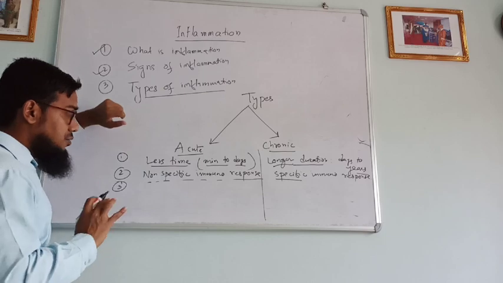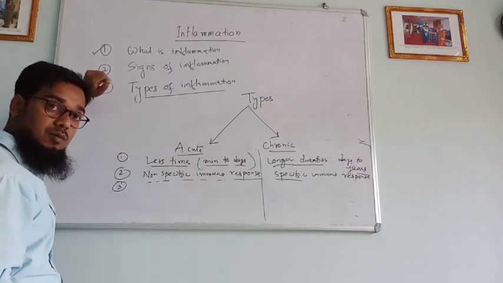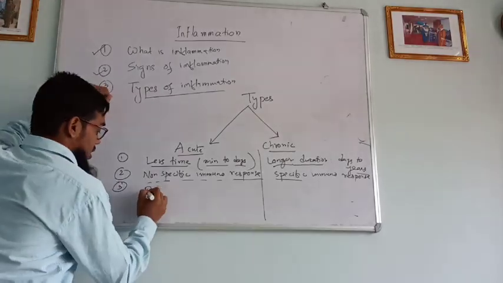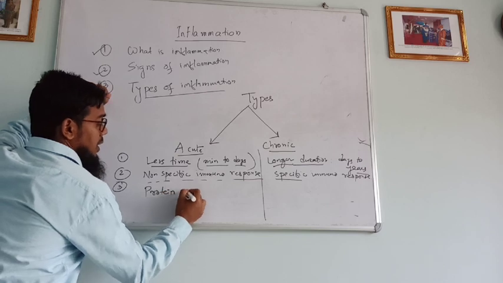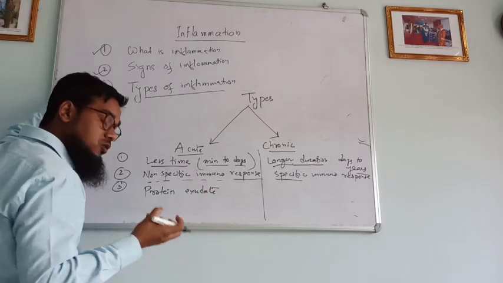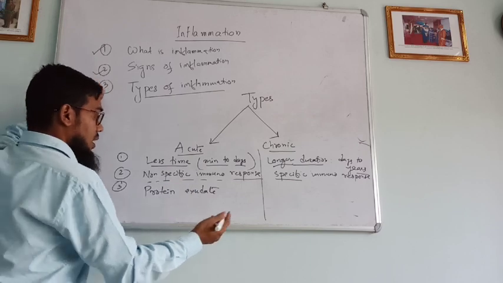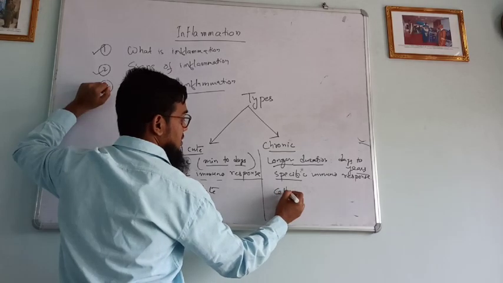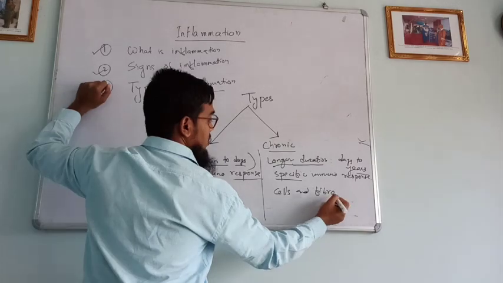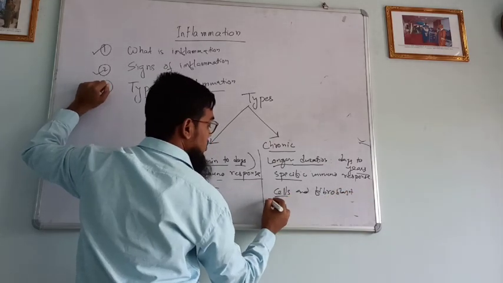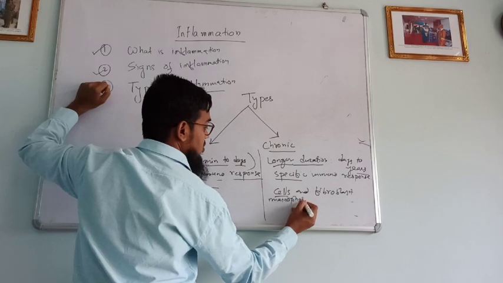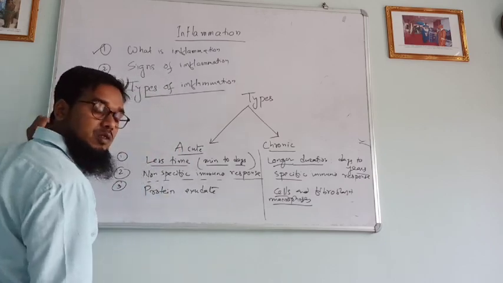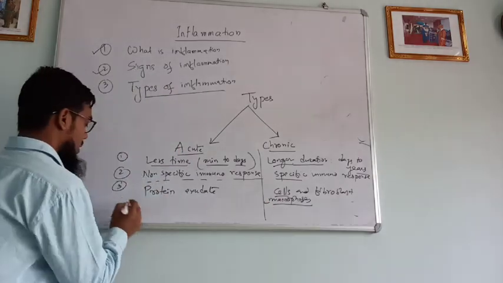Next, the differences between acute inflammation and chronic inflammation. In acute inflammation, proteins are exudated. Swelling occurs due to the protein exudation. In chronic inflammation, there is exudation of cells and fibroblasts, mainly macrophages. When monocytes enter the tissue, they are called macrophages. So macrophages will be present.